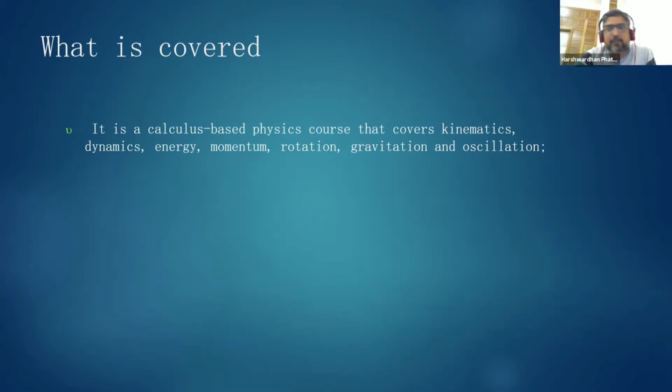It is a calculus-based physics course. This is one major difference that the students need to understand. There are other AP Physics examinations as well. For example, there is AP Physics 1, which is algebra-based. This one is calculus-based. So one of the primary requirements from the student's perspective is that the student either should have done some calculus course already or must be parallelly enrolled with a calculus course. So it's a calculus-based physics course.